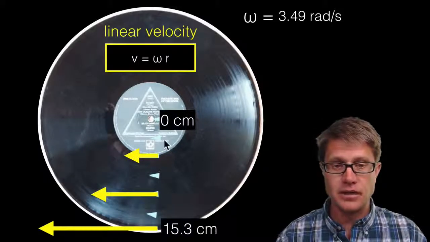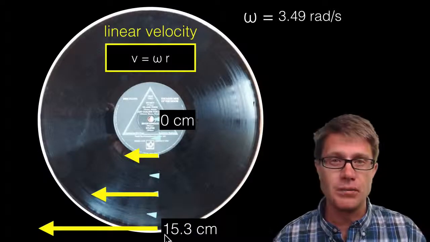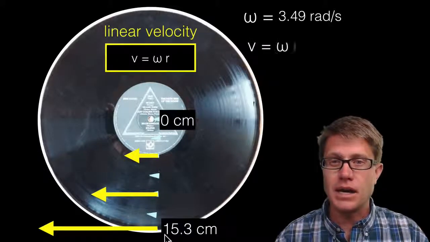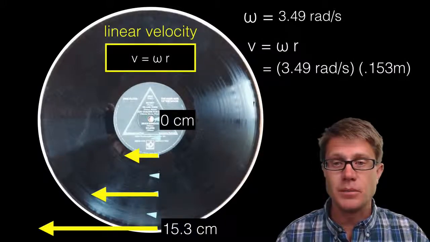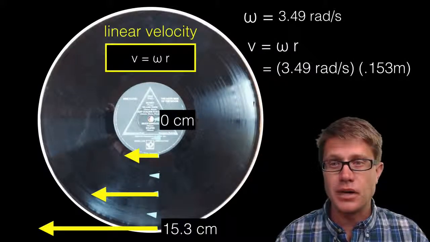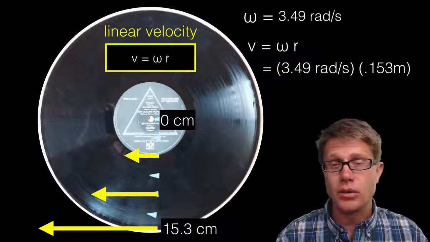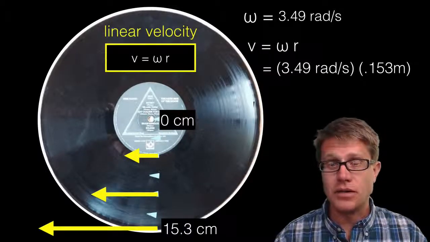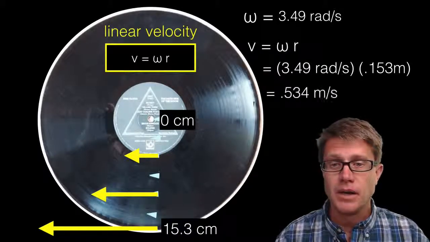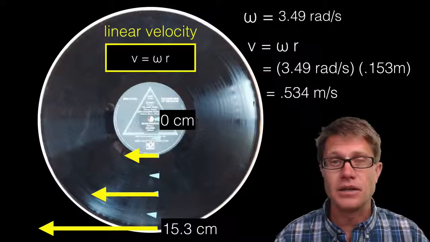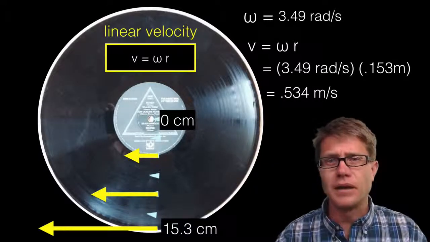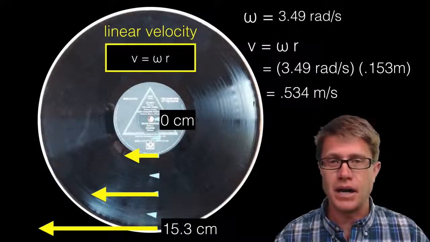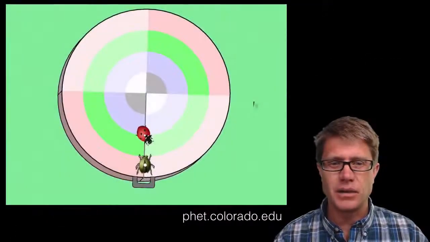So let's say out here, since this is a regular album, it's 6 inches out here, or 15.3 centimeters. So if I want to calculate that, I'm going to say my velocity equals omega times radius. What's my omega? 3.49 radians per second. What's my radius? It's 0.153 meters. I've converted that from centimeters to meters. And so what's my linear velocity? 0.534 meters per second. So it's going a little over a mile an hour if we're going around the outside. So it seems like it's going fast, but not that fast.